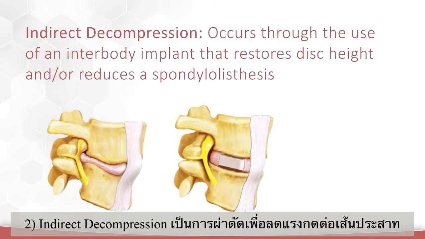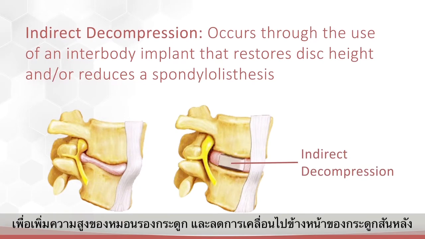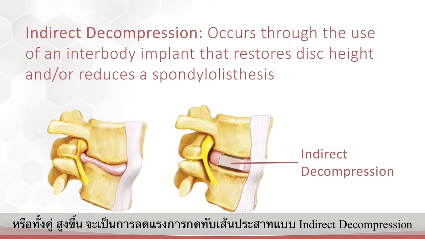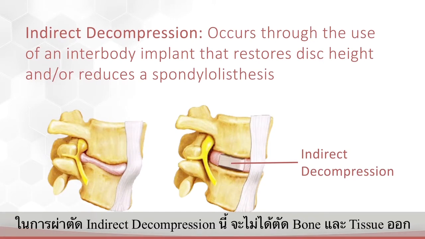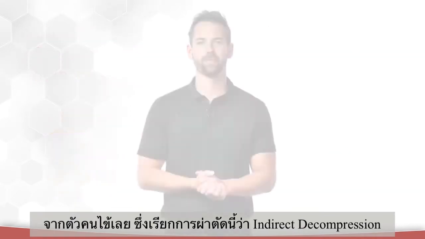An indirect decompression occurs through the use of an inner body implant that restores the disc height and/or reduces a spondylolisthesis. When the disc height is restored, the intervertebral foramen, central canal, or both increase in volume, thus indirectly decompressing the nerve. In this type of decompression, the bone or tissue compressing the nerves are not removed from the patient, thus it is an indirect decompression of neural structures.